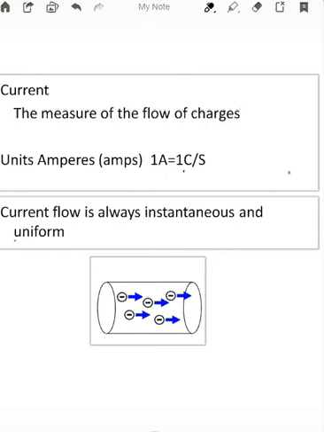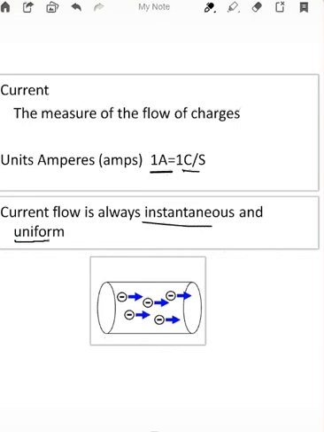We also tend to use amperes and amps, which are the more common units that we use for current, but it says the same thing. If we have 1 amp of current, then that means there's 1 coulomb flowing by every second. All right, so very important to understand with current flow is current is always instantaneous and uniform.